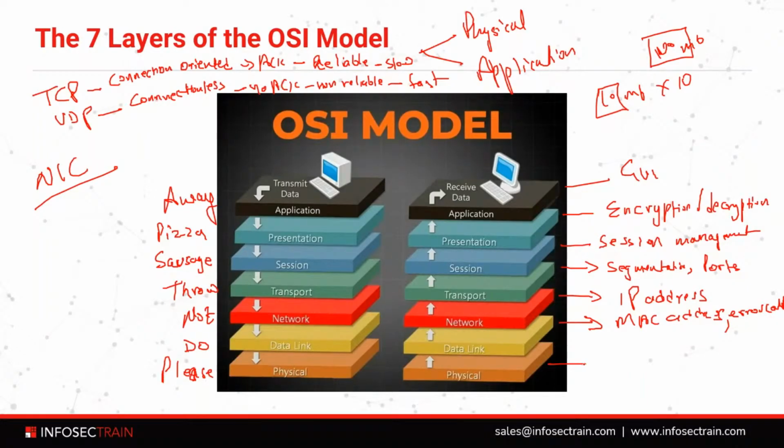Then we have the physical layer. So what does the physical layer do? The physical layer will convert the data into digital or analog format depending upon the medium you are using, whether you are sending data through wire or wirelessly, right? So if I am sending some data, let's say hello I'm sending, right?